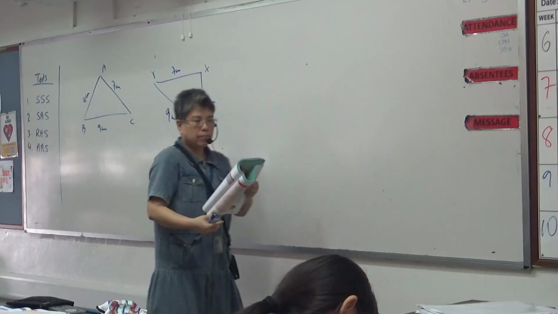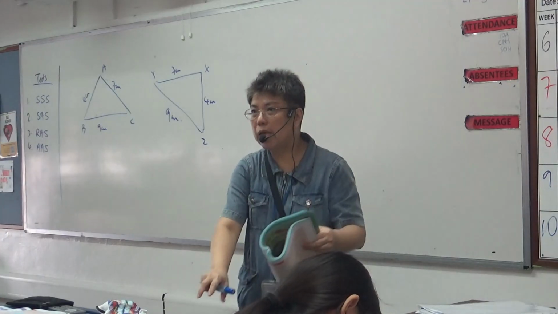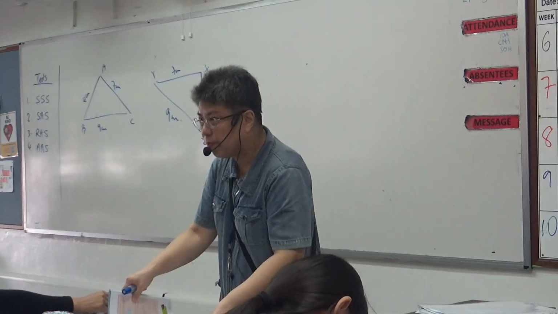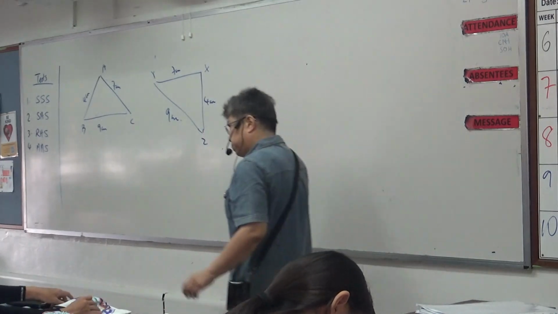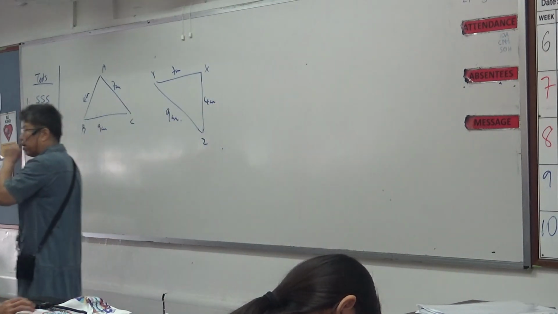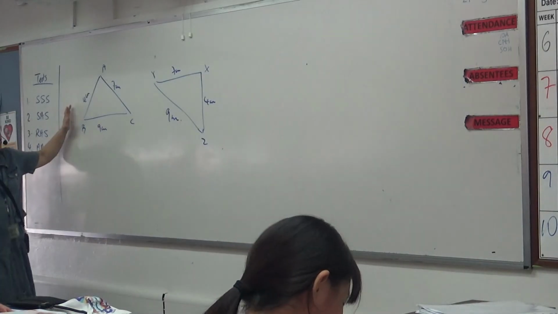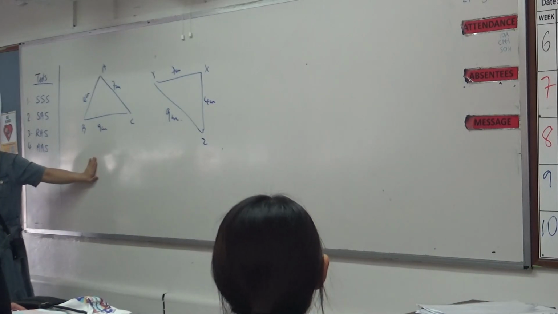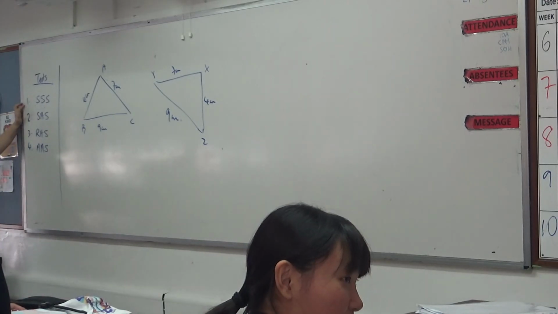Okay. The question says this. What did they say? Prove that the following two triangles are congruent. Now, first of all, we look at the diagram first. Can all of you look at the diagram? Can you see both have 4, both have 9, and both have 7, right? And I'm supposed to use the SSS, can you see?